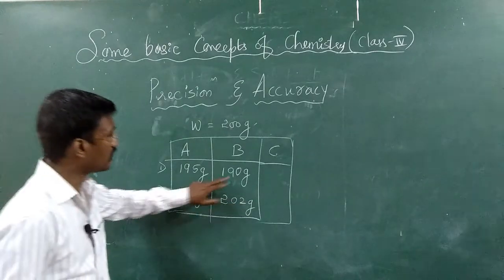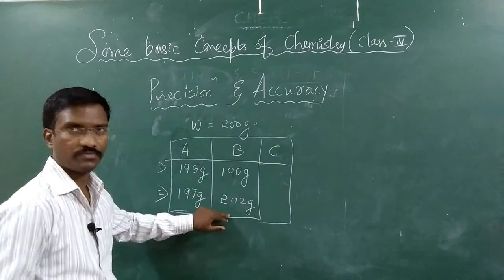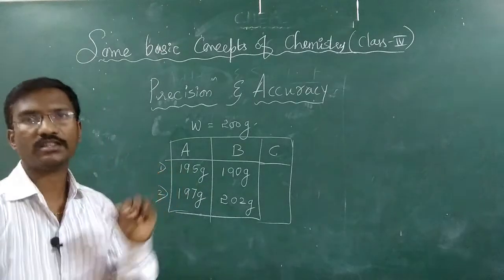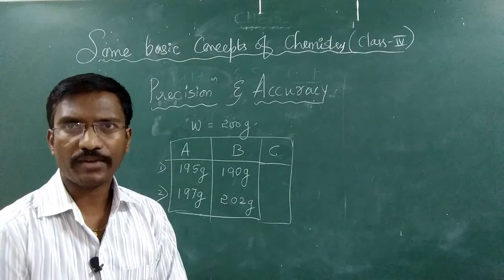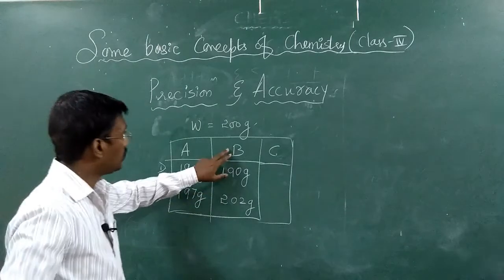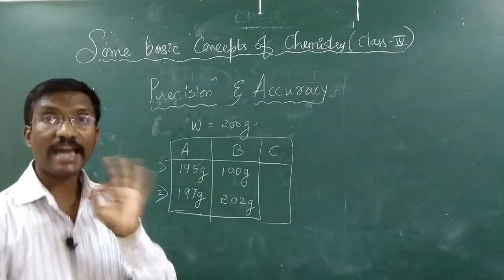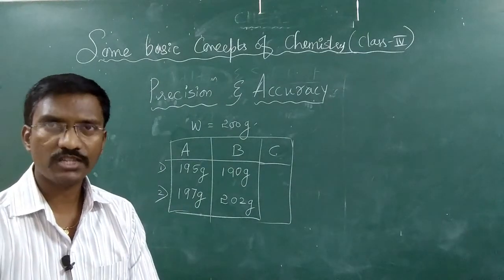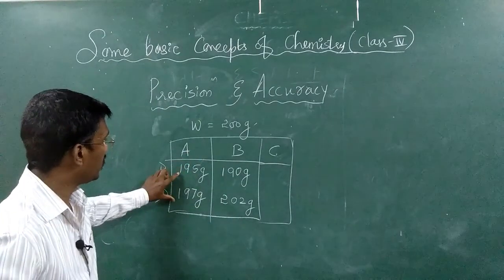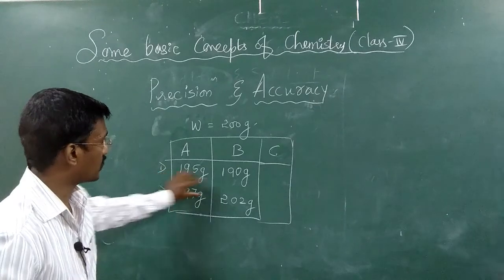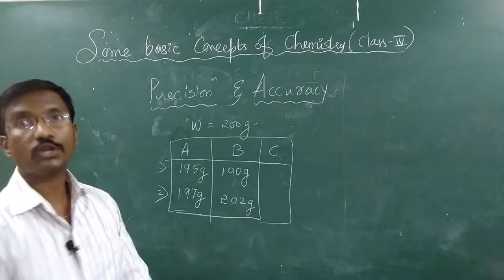So it means that these two values are not the same. They are not closer to each other. They are very much far away. Therefore, the values we observed are not precise. Why? Because they are not closer to each other. Whereas for person A, the values are closer to each other, and these are not.